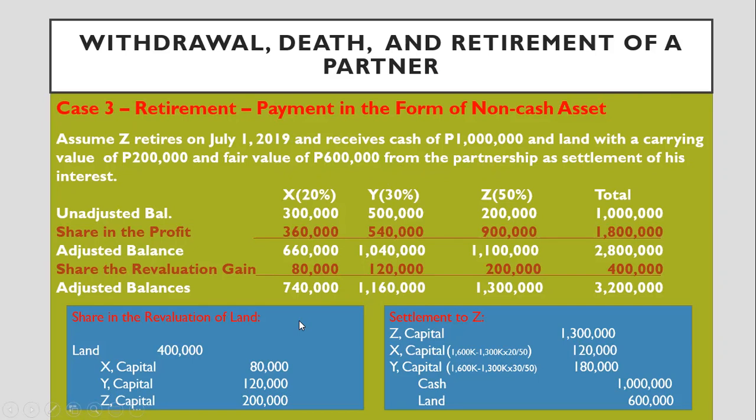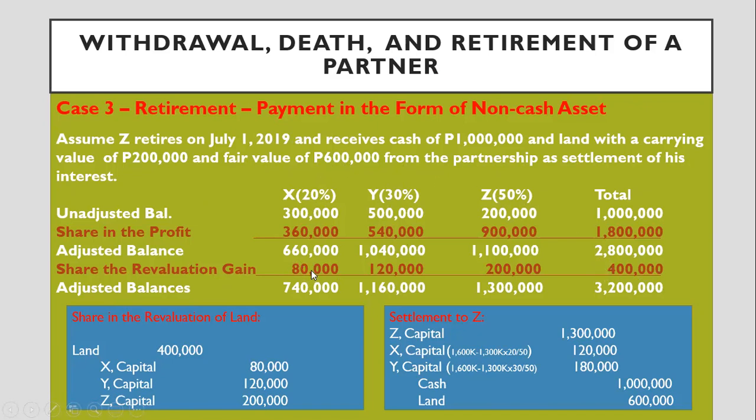Now before we let Z retire, we need to recognize first his share in the revaluation gain. That would be the difference between the carrying value of the land and the fair value of 600,000. So the revaluation gain is 400,000. And this has to be shared by the three partners using the P&L ratio. So simply multiply the 400,000 by their P&L ratio.